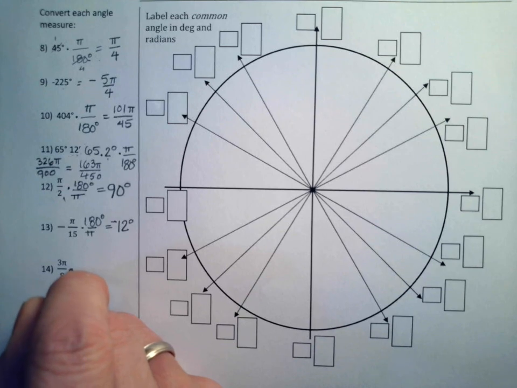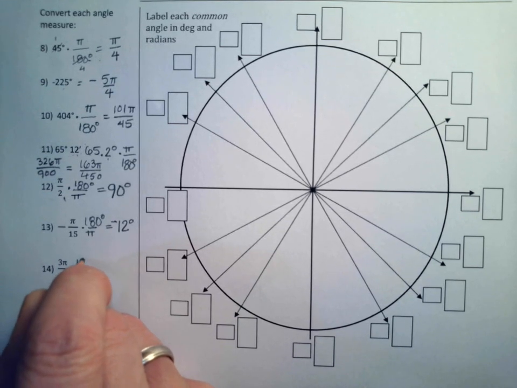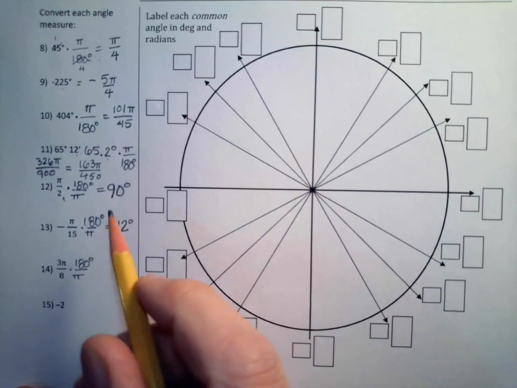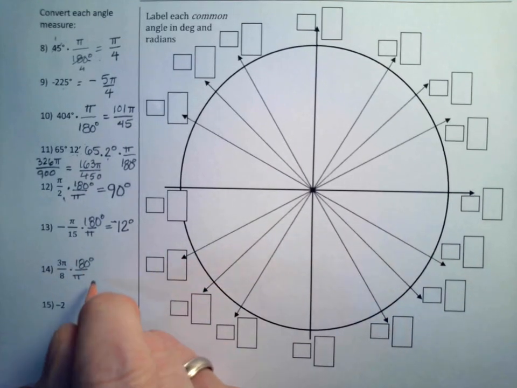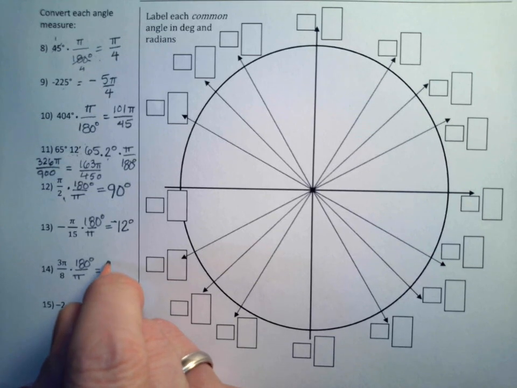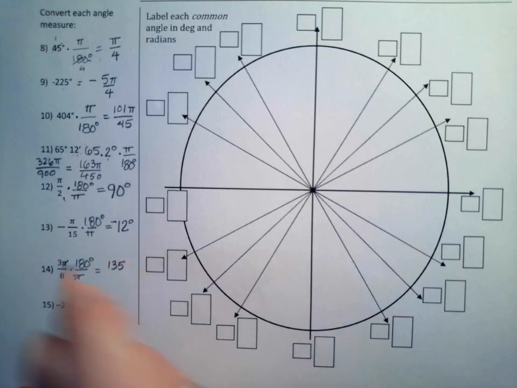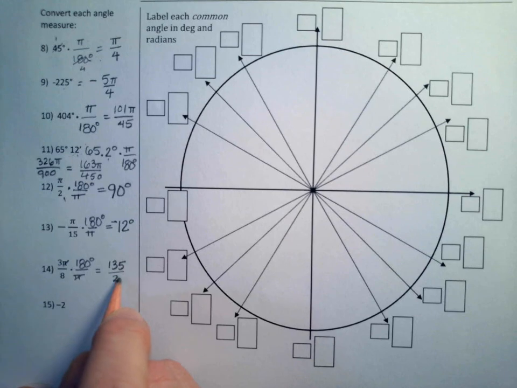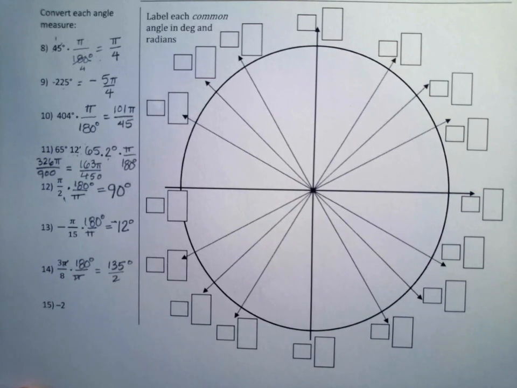Let's see, we want to multiply again by pi on the bottom and 180 degrees on top. And we can reduce these, and this would give us 135. The pi's, of course, cancel, right? That was the whole point of putting the pi downstairs. 135 over 2 degrees. Or you could put it as a decimal. That would work too. Okay.